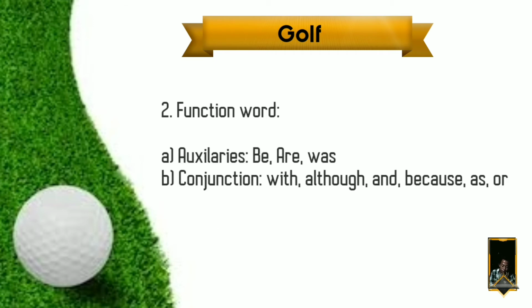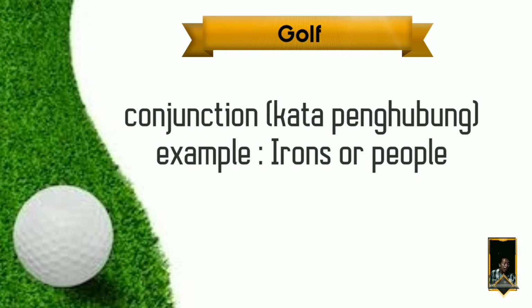Oke, di sini function wordnya adalah auxiliaries, ada be, ada are, ada was. Dan conjunctionnya ada with, ada although, ada and, ada because, as, dan or. Conjunction adalah kata penghubung. Contohnya di sini adalah iron or people. Di sini adalah penghubung iron or people. Menjadi penghubung antara iron or people.